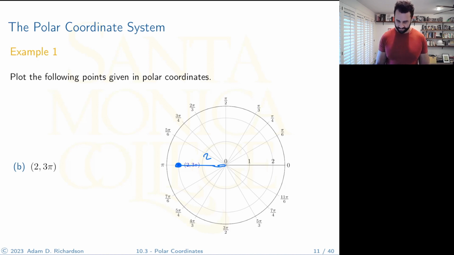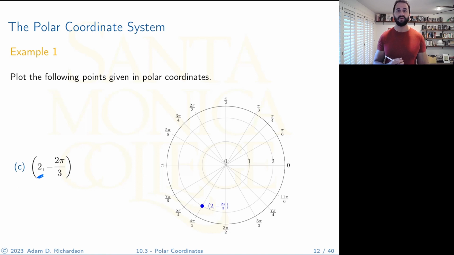Right, here's 2, negative 2 pi over 3. So again, our radius is 2, so we're on a circle of radius 2. Now the angle is negative, so that means we went clockwise from the polar axis. So in this case, we went this way to get to that point. Negative 2 pi over 3 is the angle, and the radius is 2. Oh, that's so funny that I keep doing that, 2.